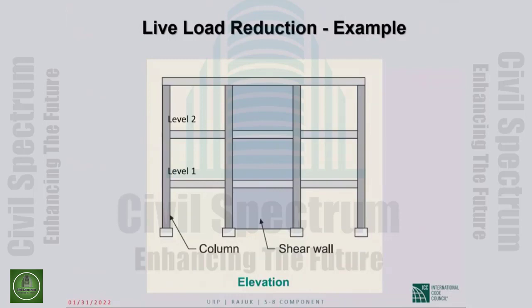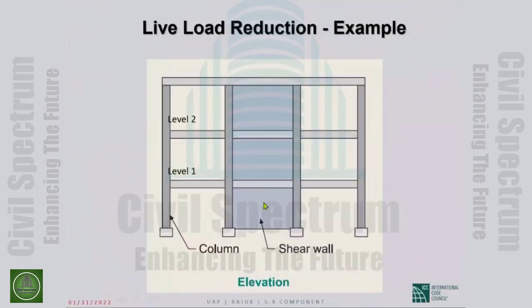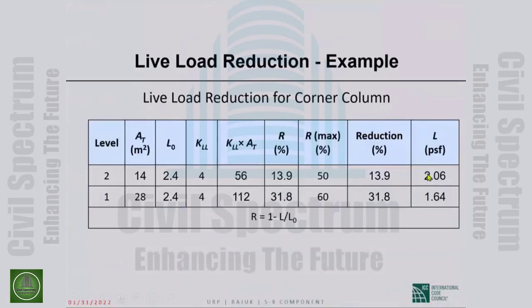This is the elevation, the 4 meter height. We are calling this level 1, this is level 2, this is the roof. Roof is treated separately. Okay. So I think we have calculated live load reduction for the corner column and the shear wall. Those are the two elements for which we have done our calculations.